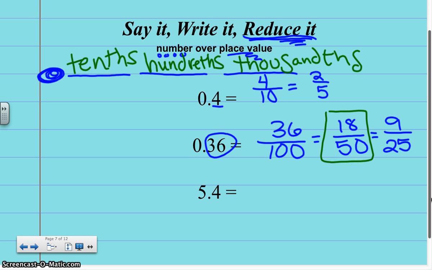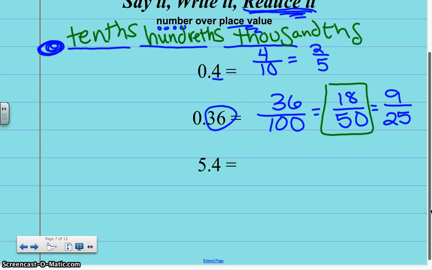Now, what if you did this on a test? Would I count it? No, I'm so mean. I would say, hey, you didn't simplify that. You need to simplify that. I'd probably take half off, because the skill I'm really assessing is, do you know how to convert it to a fraction?